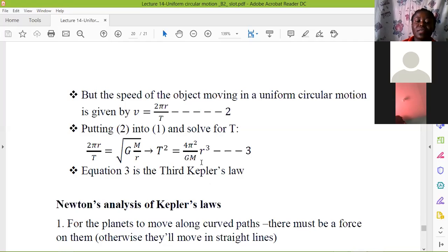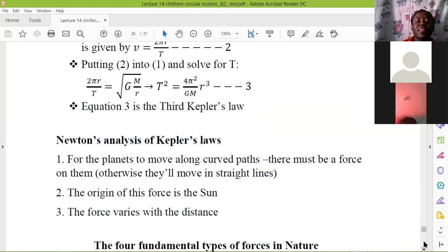This equation 3 is also what is called Kepler's law, because in equation 3 we have T squared and r cubed. Remember, r is the same as the major axis, the distance, or the radius of that circle. So T squared, the period it revolves with squared, is proportional to the distance cubed.